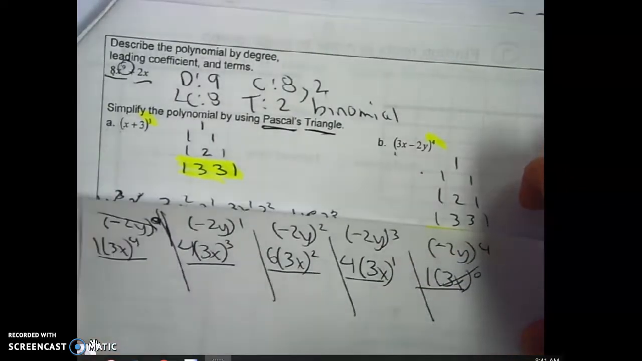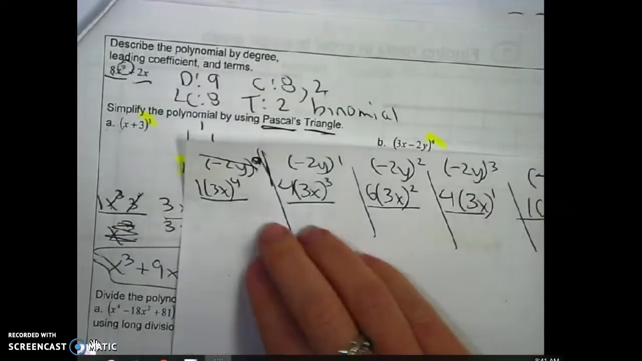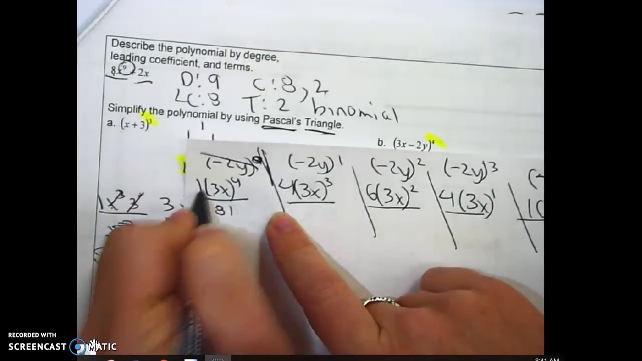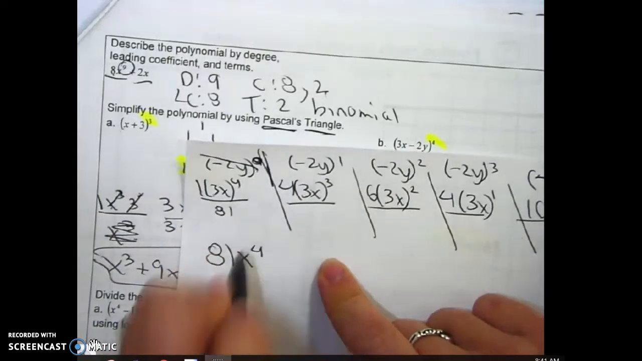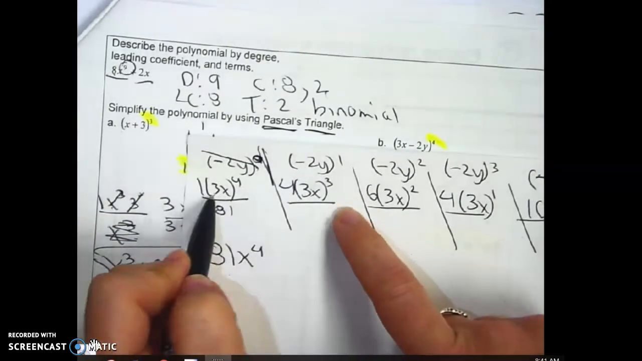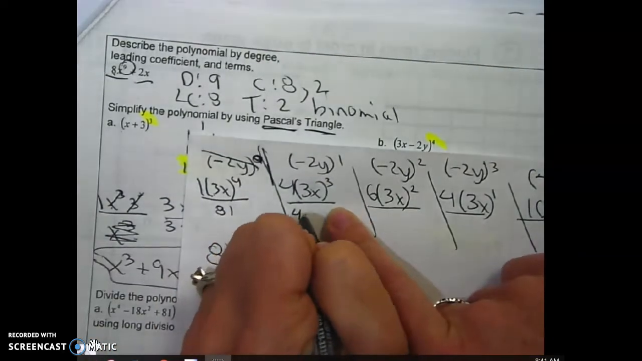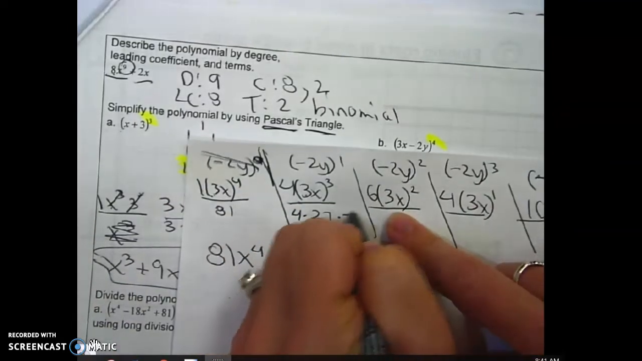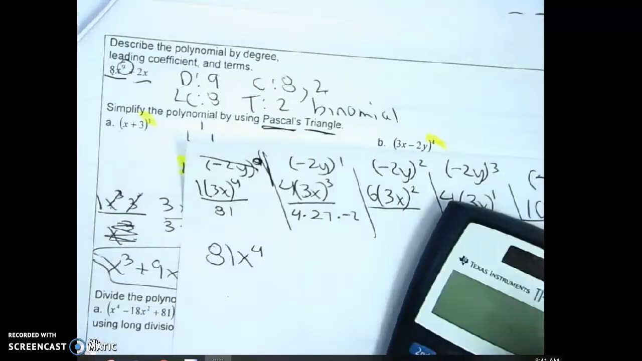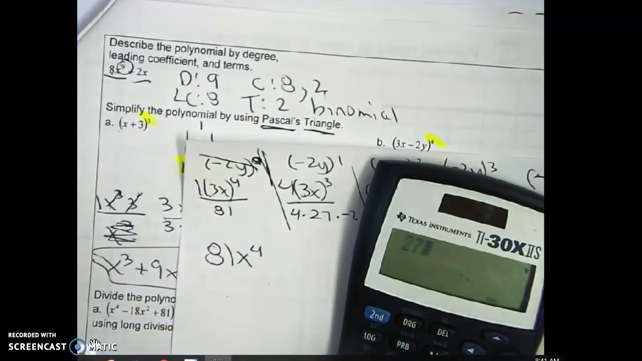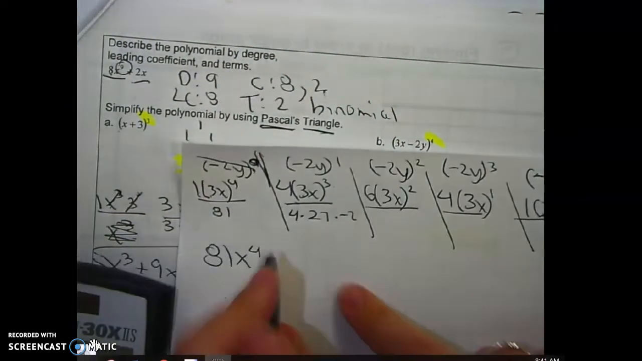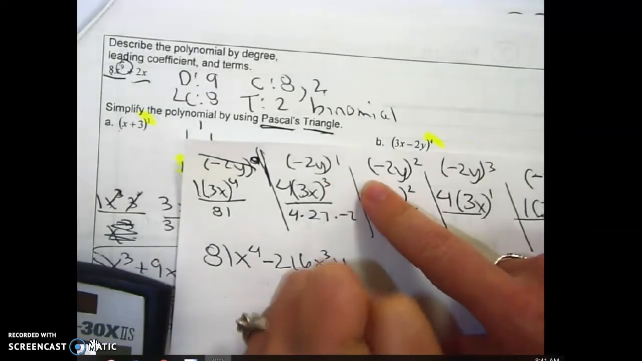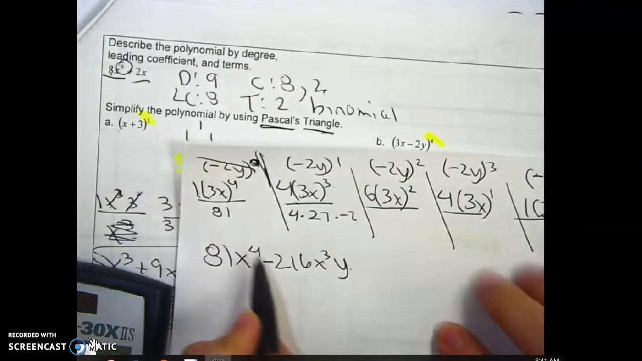All right. So now I'm going to focus on one group at a time. So 3 to the 4th means 3 times 3 times 3 times 3 is 81. Times 1 is 81. So 81x to the 4th is the first term. That one's a lot easier than this one. So this is 4 times 3 cubed is 27, and negative 2 to the first is negative 2. So I'm going to pick up my calculator. I'm not going to be a hero here. And I'm going to go 27 times 8, and I get 216. So negative 216 x cubed y to the first, because 3 plus 1 is 4.